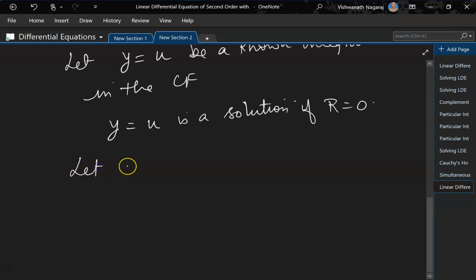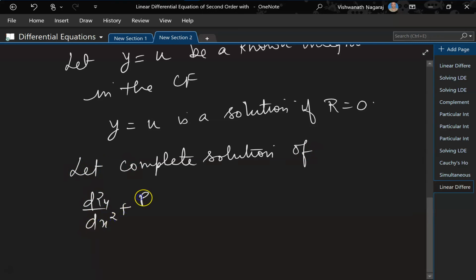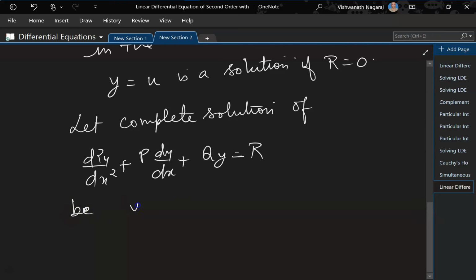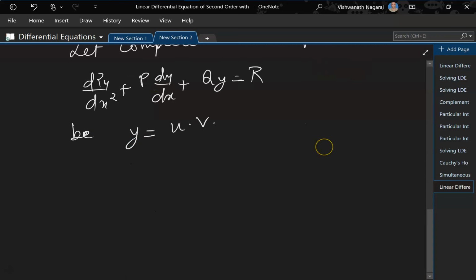So let the complete solution of d square y by dx square plus p dy by dx plus qy equal to r be y is equal to uv. Remember, y is equal to u is a solution if r is equal to 0. So here we are saying that if we multiply it by v, then we get a solution in case r is not equal to 0. Now here v is a function of x. Okay.